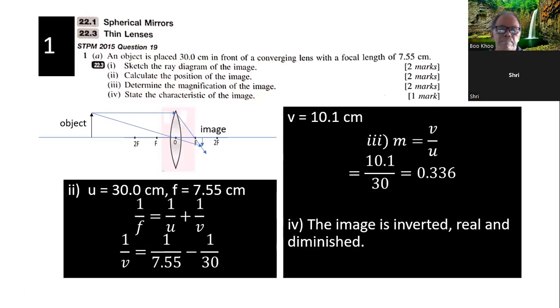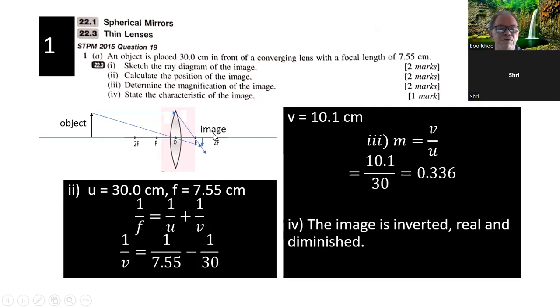Inverted. Inverted, real, and it's not a virtual image. It's a real image you can see. From your drawing, you can see it's inverted. Diminished is because it's becoming smaller. So it's more than twice the focal length, so it should be diminished.